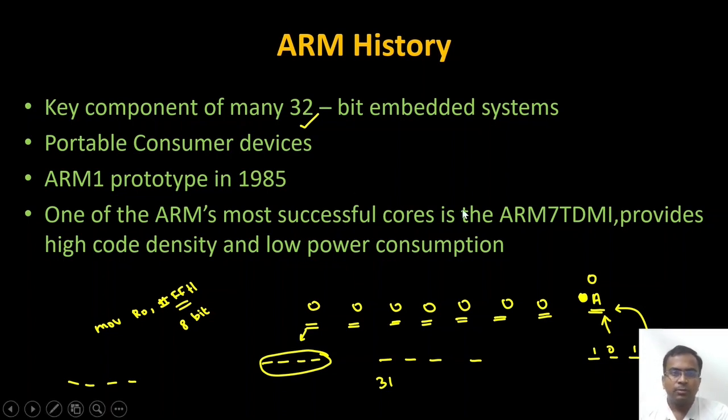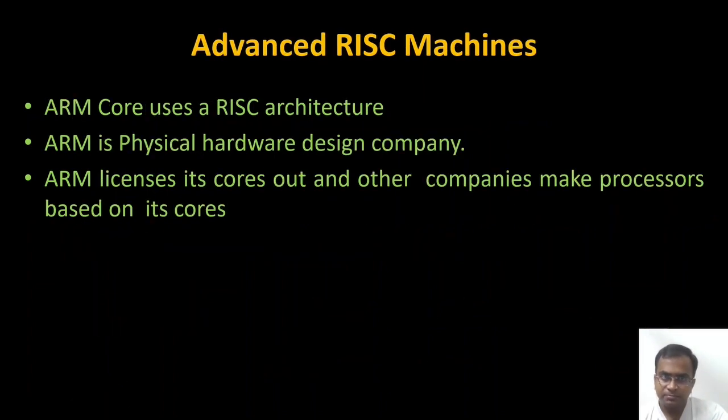It is a portable consumer device. The ARM1 prototype was released in 1985 itself. One of ARM's successful processors is going to be the ARM7TDMI processor. We will see it when we look at architectures in the forthcoming sections.